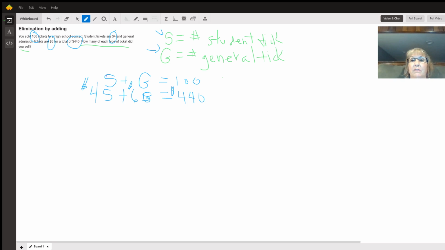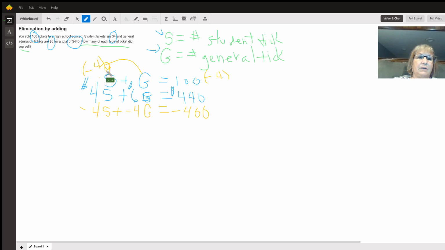Now when it comes to solving it, you can use the elimination method or the substitution method. I can see either one would be easy. Personally, just for grins, I'm going to use the elimination method because if I turn this S into a negative 4S, it would cancel the positive 4S. So I'm going to multiply everything in my top equation by negative 4, distributing it across. That gives me negative 4S plus negative 4G equals negative 400.